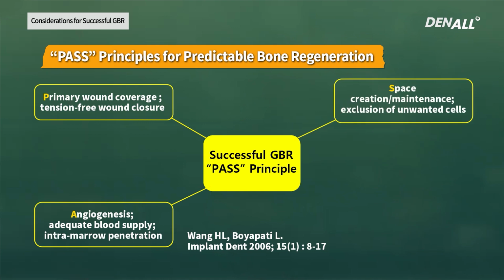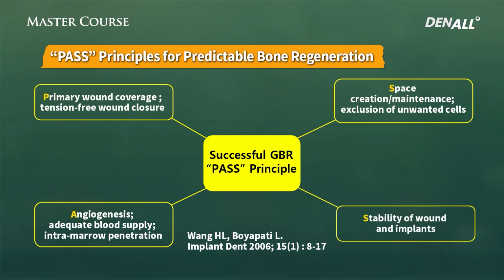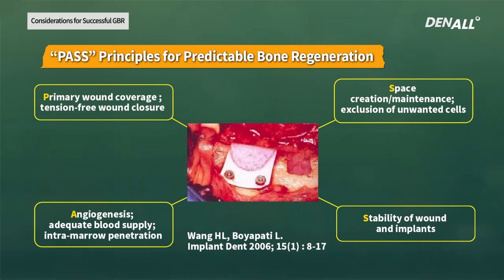The first S stands for space creation and maintenance, and exclusion of unwanted cells. The second S stands for stability of wound and implants. In order to make a solid bone, you need to fixate a membrane stably. As you can see, after you apply the membrane, using bone tack, the membrane is fixated.